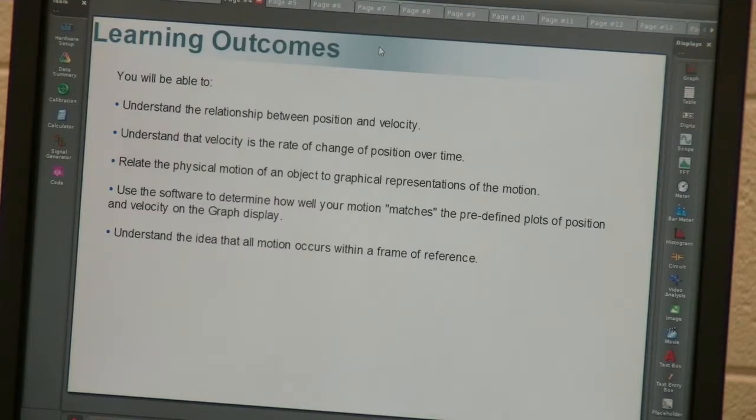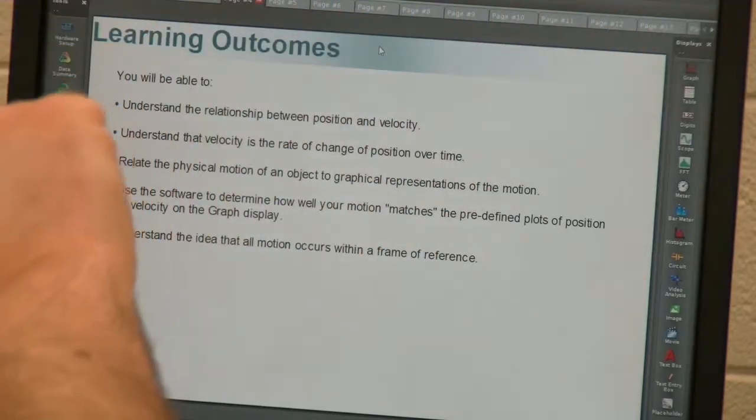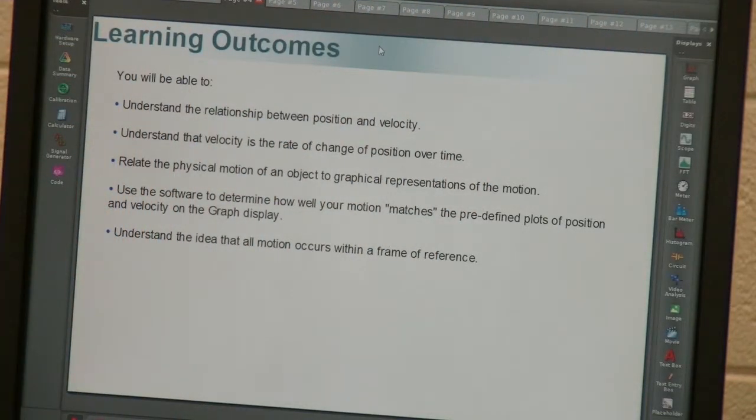We're going to try to do some matching, where we try to match our position from the motion sensor to a graph that they have already pre-generated. Okay?